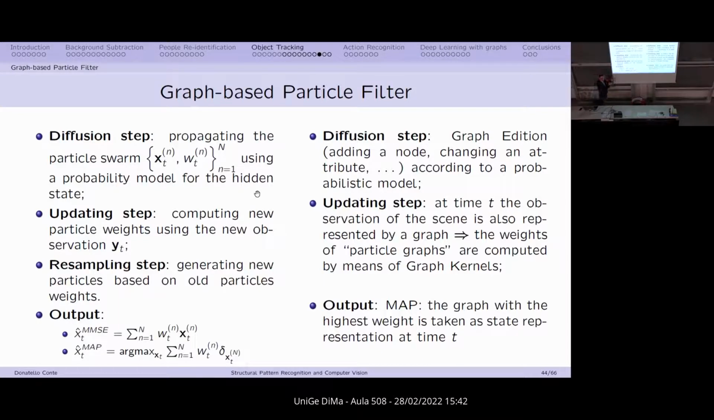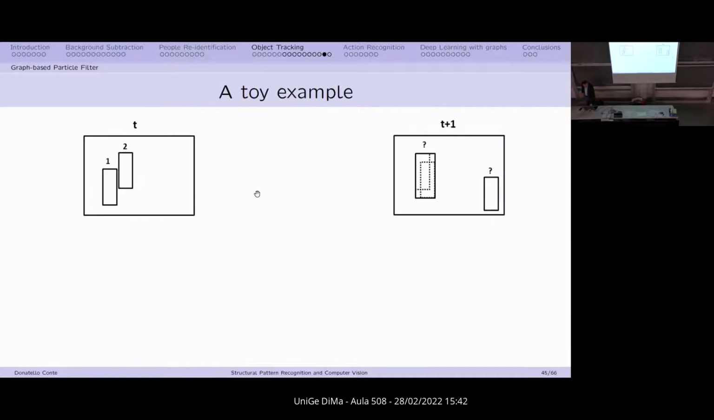And then we use the same algorithm for particle filter, but adapted for graphs. So for the diffusion step, we generate multiple graphs based on a first graph, and then we take only the graphs that are more similar with the likelihood and the appearance of the scene. Here also there is a toy example.